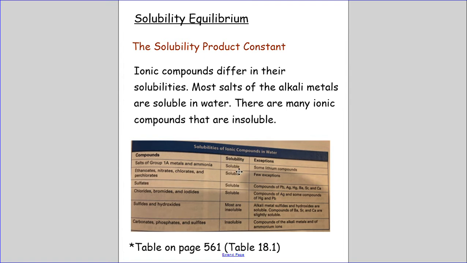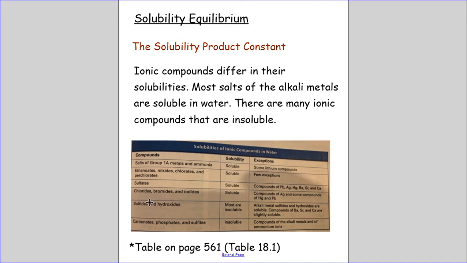It says that for the most part they're soluble with very few exceptions. If we run into sulfates, sulfates are soluble except if we have compounds that are lead sulfates or silver sulfates, mercury, barium, strontium, and calcium. So for the most part these sulfates are soluble, but here's a list of conditions where they're insoluble, where they'll form a precipitate.